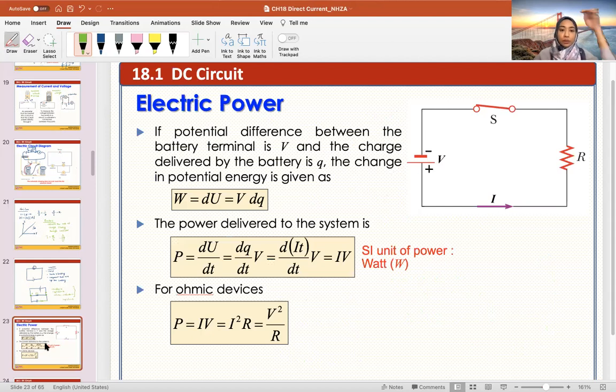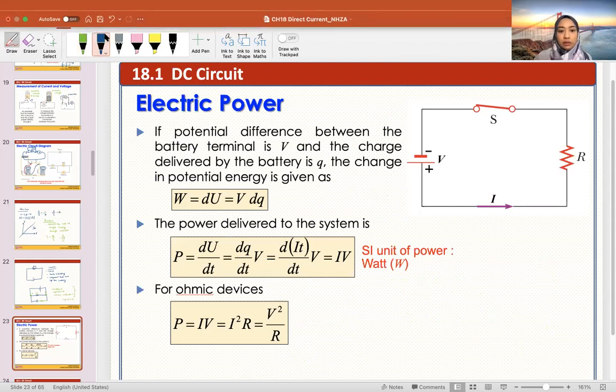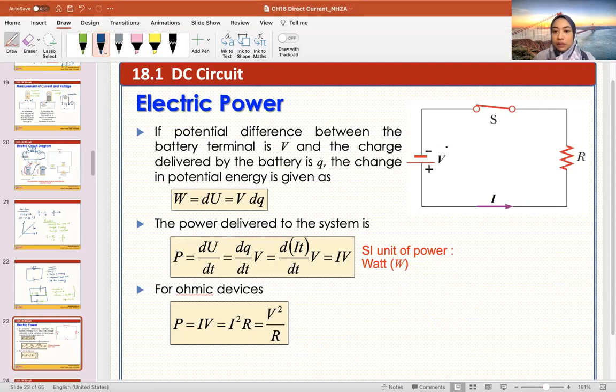Okay, so we are continuing with electric power today. If the potential difference between the battery terminals is V, this is your source, your V. Your battery gives you the potential difference because it has a positive and a negative terminal. So it gives you the potential difference between the battery terminals, and the charge delivered by the battery is Q.